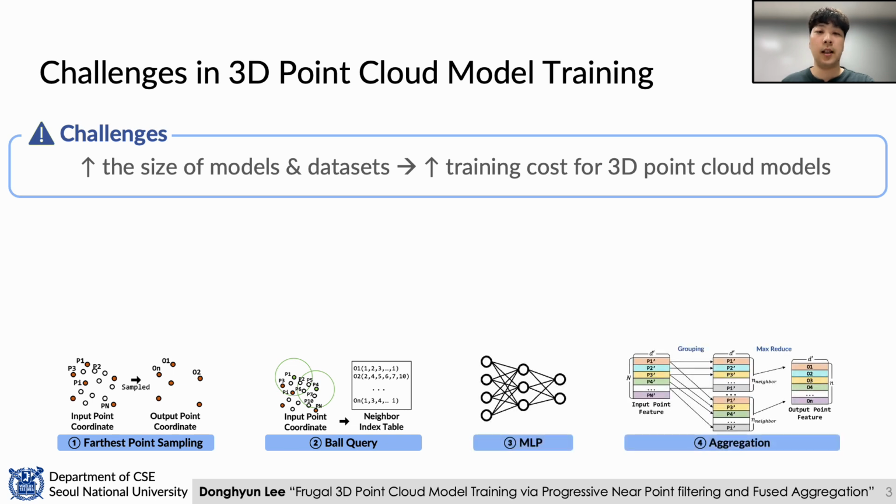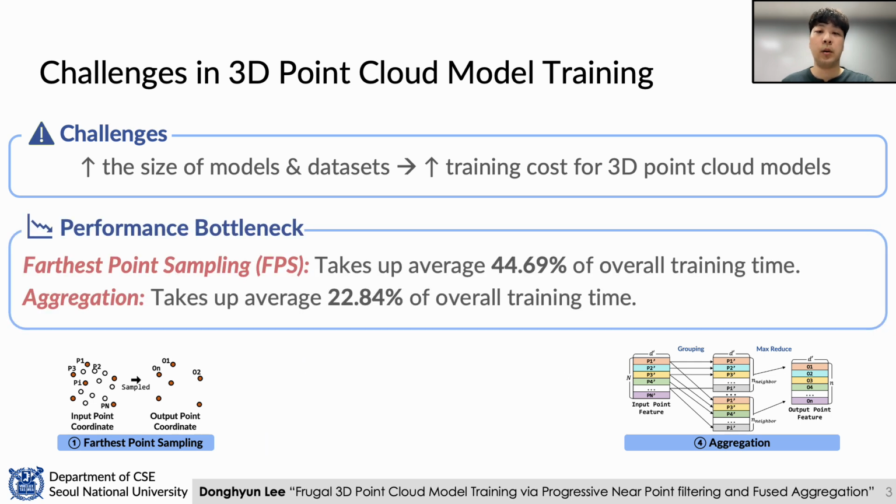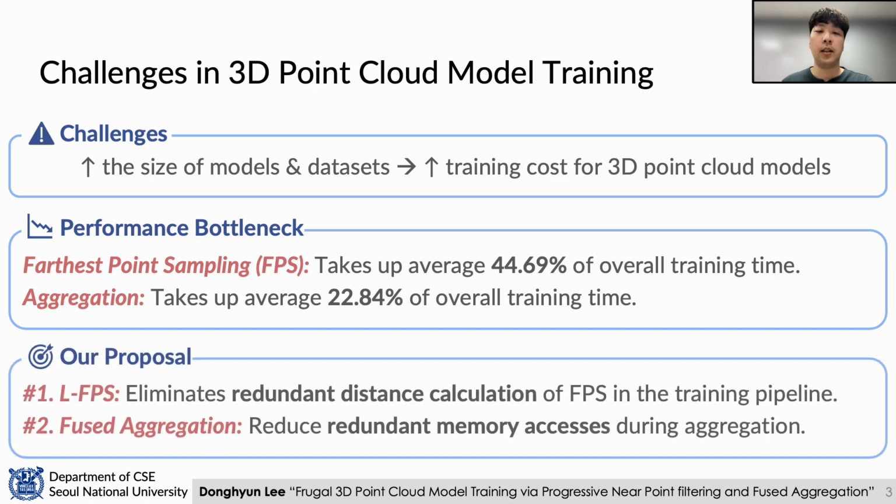We have conducted an in-depth analysis on PointNet-based model training and identified that the two major performance bottlenecks are farthest point sampling and aggregation. To address these bottlenecks, we propose two techniques called Lightweight FPS and fused aggregation, which reduce redundant computation and memory accesses present in FPS and aggregation.